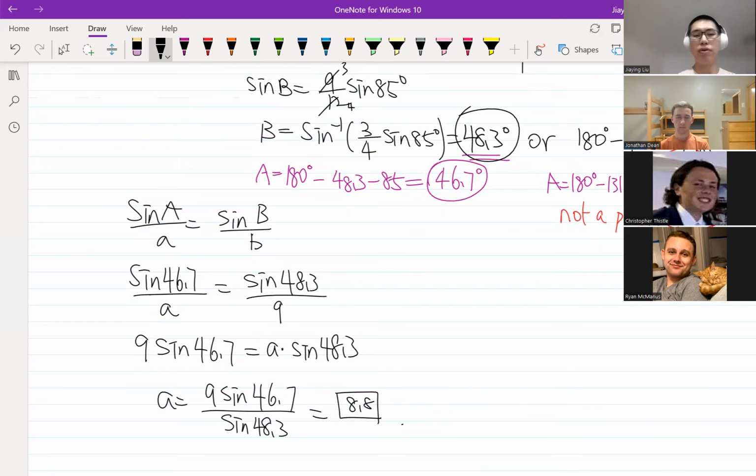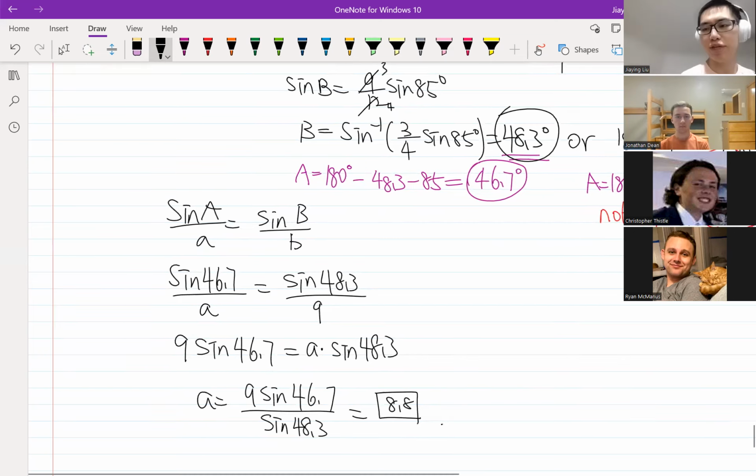And you can tell it's correct because the two angles are very close. One is 46 degrees, one is 48 degrees. So the lengths should be similar. Any questions on this? All right. If you don't have questions, let me go through another example with you.